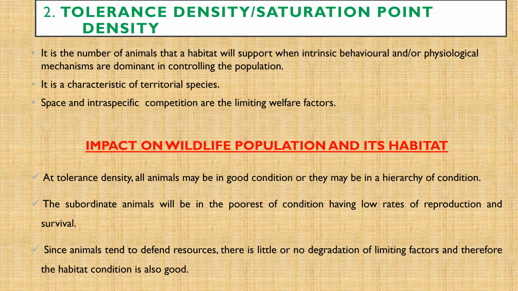It has also some impacts on the wildlife population and its habitat. So the first impact we look at is at tolerance density. All animals may be in good condition, or they may be in a hierarchy of condition depending on their fitness. Another impact is the subordinate animals will be in the poorest of condition, having low rates of reproduction and survival because they can't match up to the strong ones. Another impact is, since animals tend to defend resources, there's little or no degradation of limiting factors, and therefore the habitat should be in good condition.